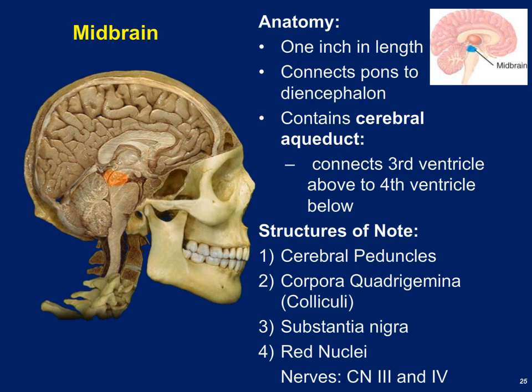Now, within the midbrain, we're going to find something called the cerebral aqueduct. Remember, the cerebral aqueduct was a passageway for cerebrospinal fluid from the third ventricle to the fourth ventricle. Structures of note within the midbrain include the cerebral peduncles, the corpora quadrigemina, the substantia nigra, and also the red nuclei. The midbrain is also the place where cranial nerves 3 and 4 arise.